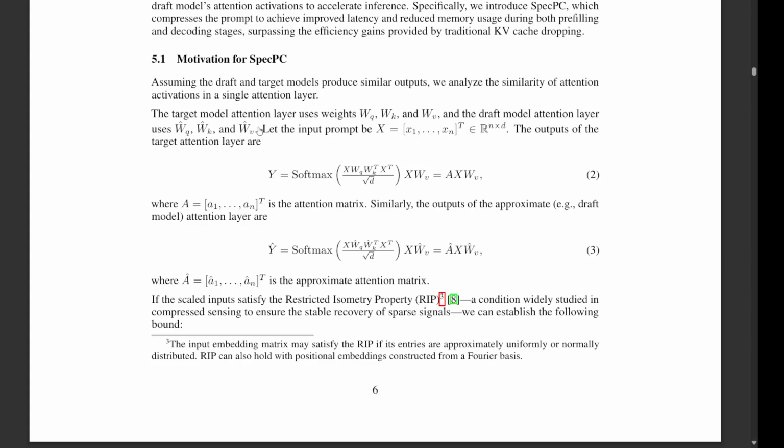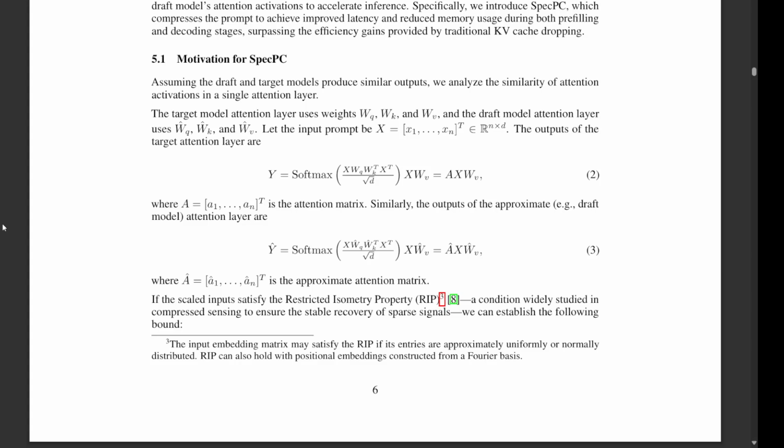Is there theory for this one too? Yep, theorems 2 and 3. They actually make a really interesting link to compressed sensing theory. It provides mathematical bounds showing that, under certain conditions, using the draft's attention is a reliable way to approximate the target's attention for the purpose of identifying important tokens.